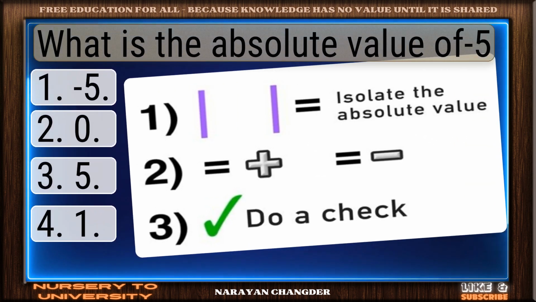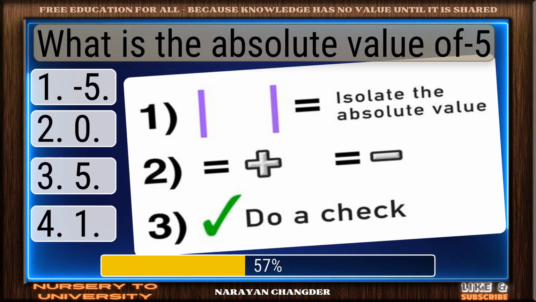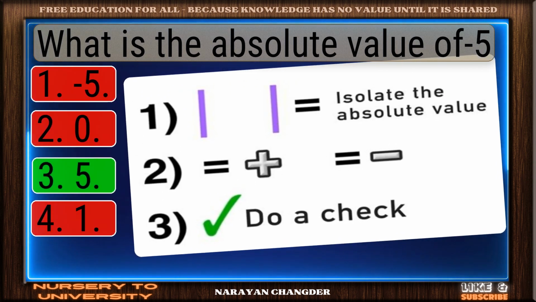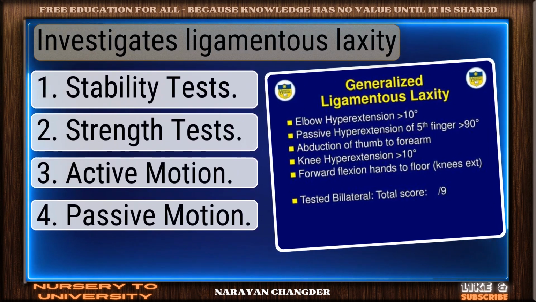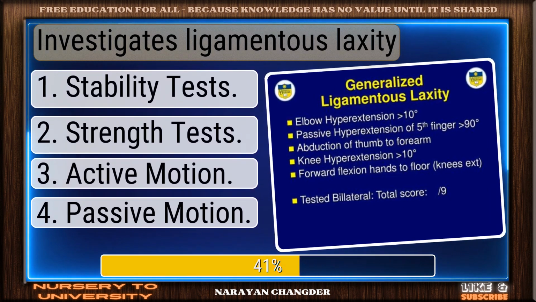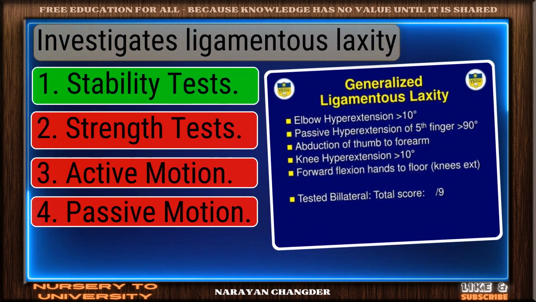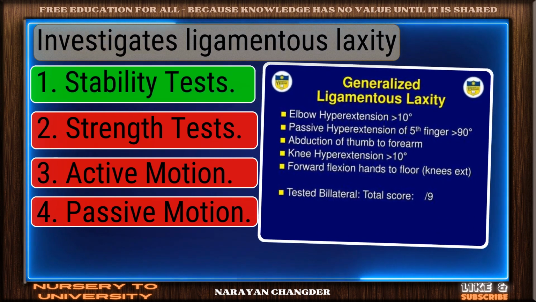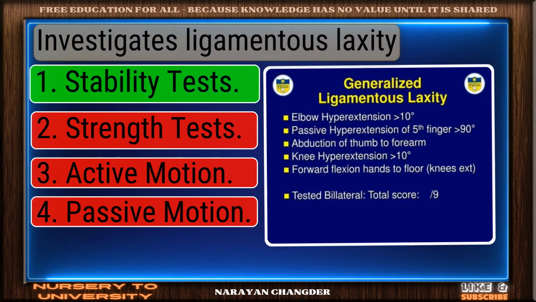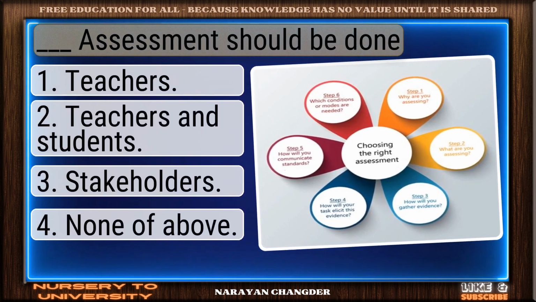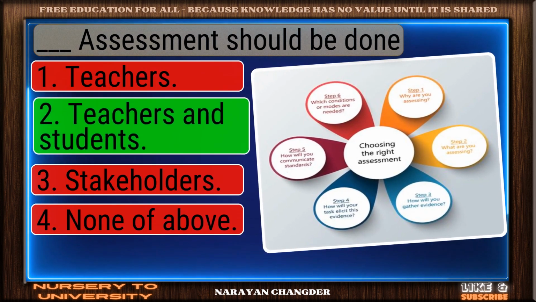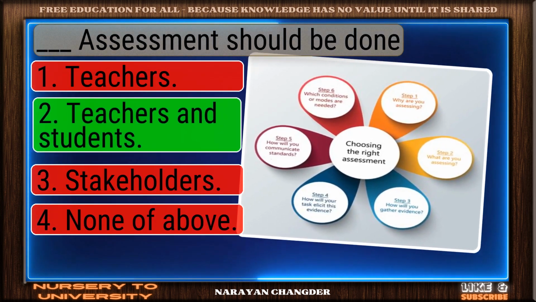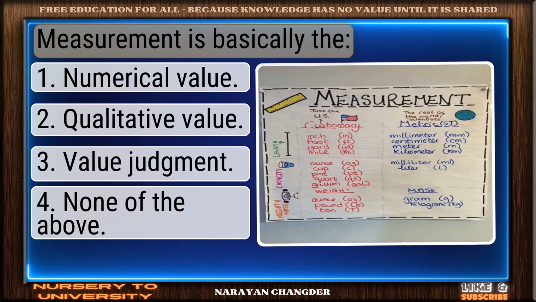What is the absolute value of 5? Correct response. 5 is the most accurate answer. Investigates ligamentous laxity. Great thinking. Stability tests is the right choice. Dash assessment should be done. Nicely done. Teachers and students is a solid answer.